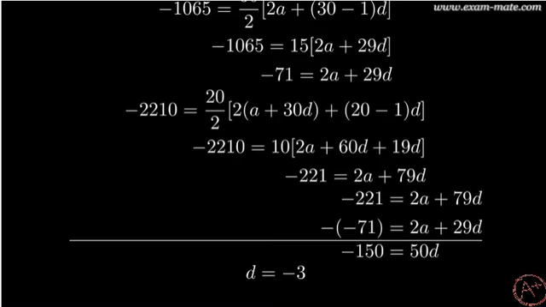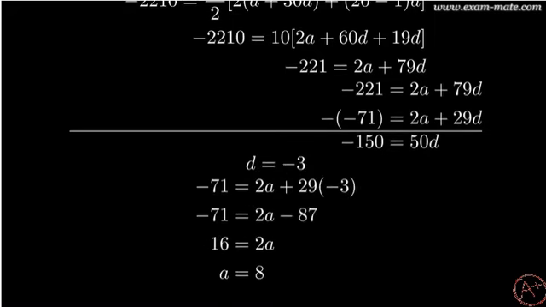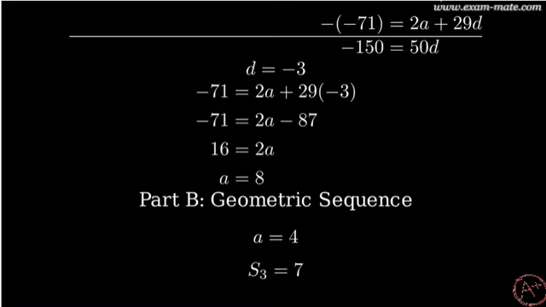Substituting this back into our first equation, we can solve for a. 2a plus 29 times negative 3 equals negative 71. Solving this gives us a equals 8. Now let's solve part B, which involves a geometric sequence.